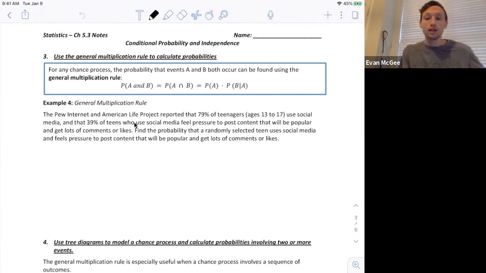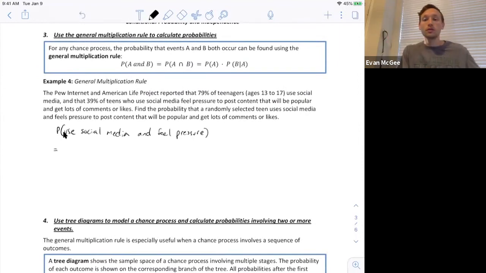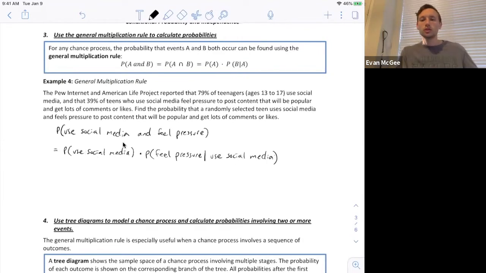So let's write this out here. We're looking for the probability that they use social media and they feel pressure, and we can apply the general multiplication rule. So the probability that they use social media times the probability that they feel pressure given that they use social media. This is conditional because if they don't use social media, then they can't feel pressure, right? So it has to be known that they use social media.